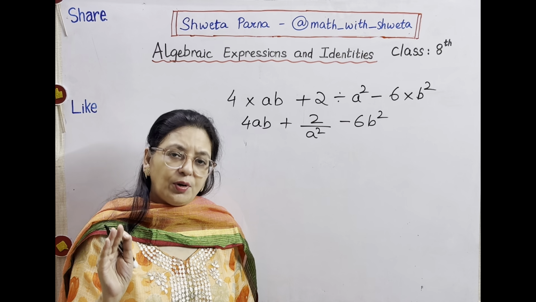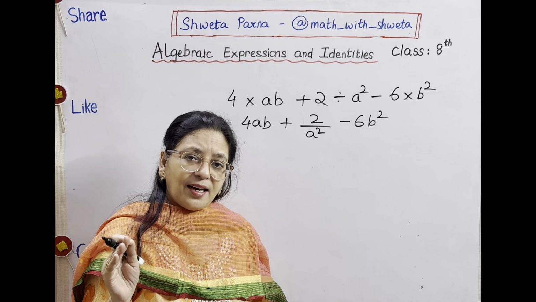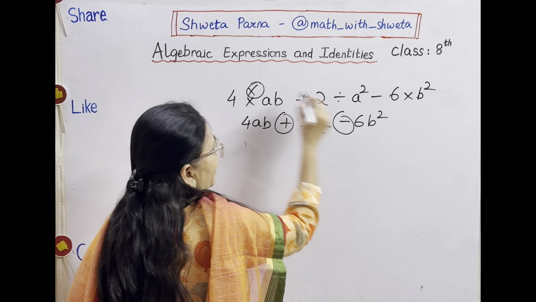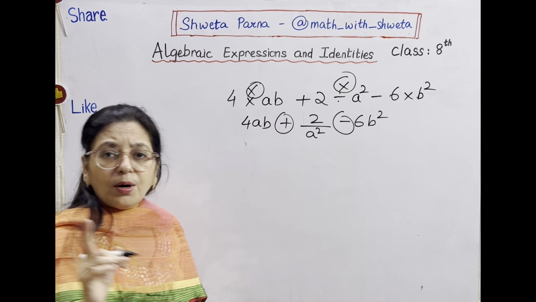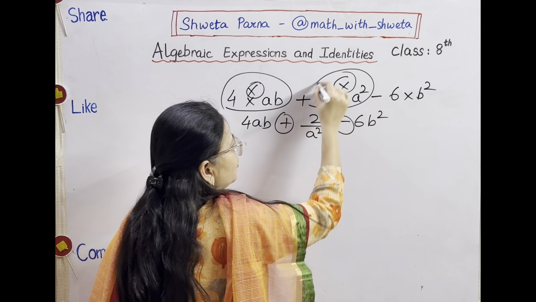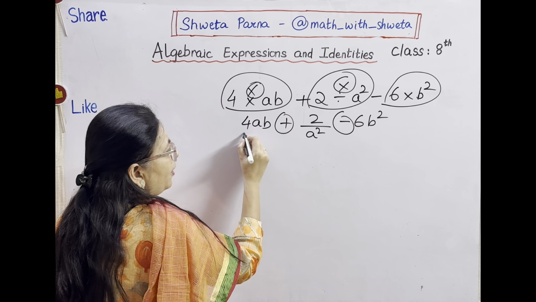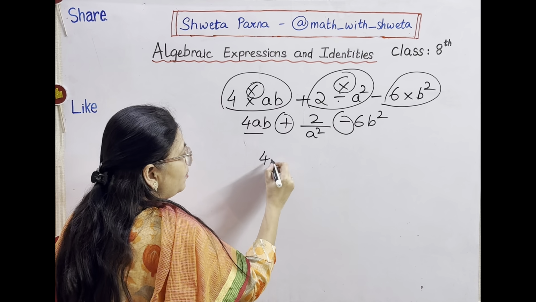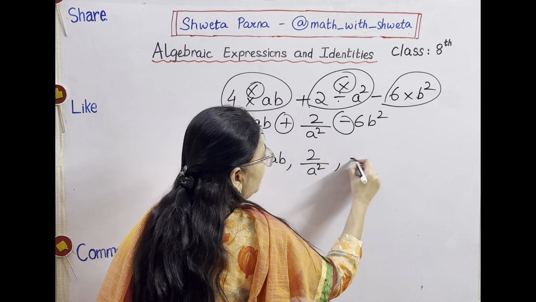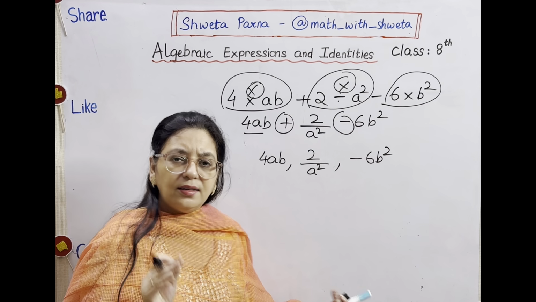Always remember, whenever you want to identify the terms, they are separated by a plus sign or a minus sign, only by plus or minus sign and not by division or multiplication. So this becomes your one term, this becomes your another term, and this becomes your third term. So how many terms are there? If you want to write the terms, it is 4ab, comma, 2 upon a square, comma, minus 6b square. You cannot skip the minus sign also. These are the three terms.